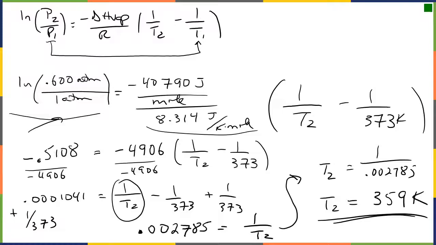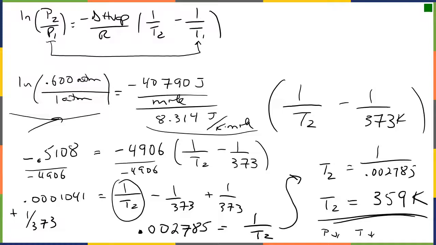Right, first of all, let's make sure this makes sense. Since our pressure went down, our corresponding temperature is going to go down, and it's going to be less than the boiling point at 1 atm. Let's make sure this makes sense.